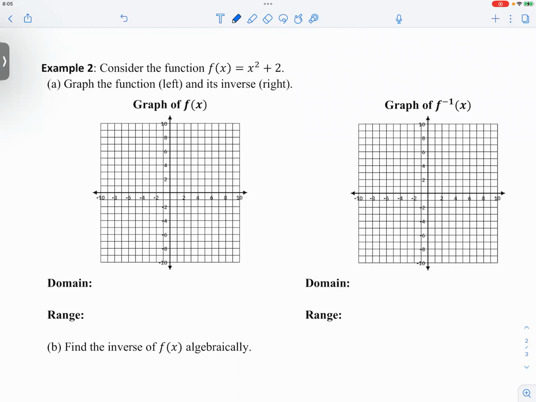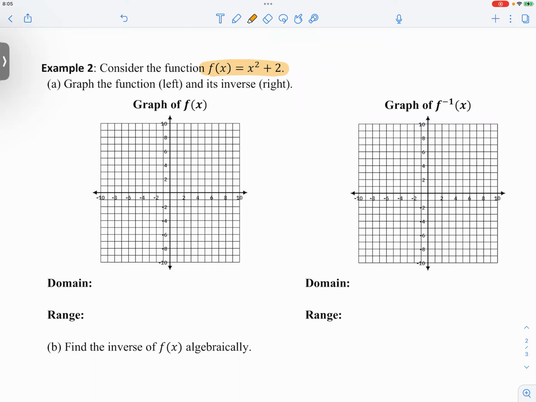So if you go ahead and take a look at example number 2, can you go ahead and again draw the graph of f of x first? Can you make a graph of this? X squared plus 2. Okay, I think you still know how to make an x squared graph. What does the plus 2 mean in this case?